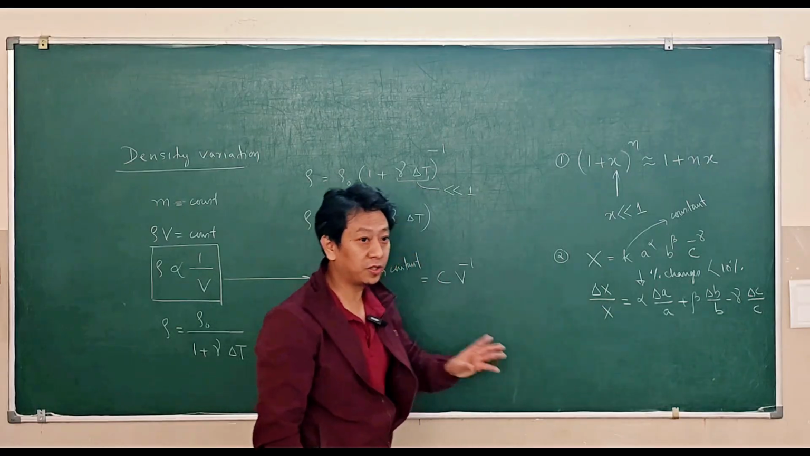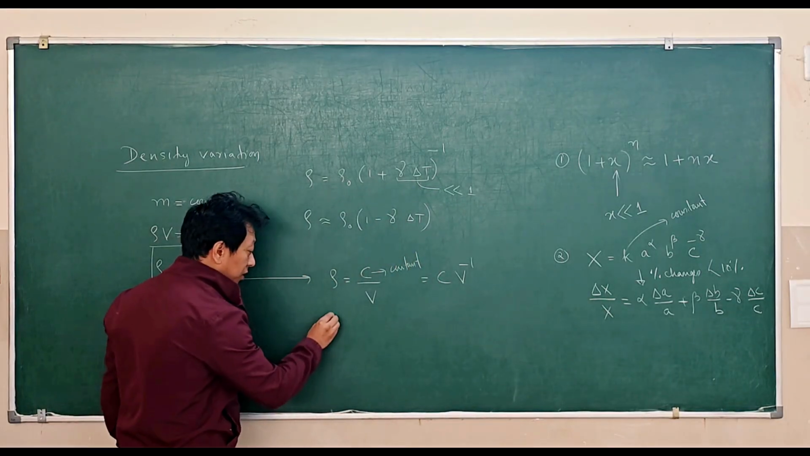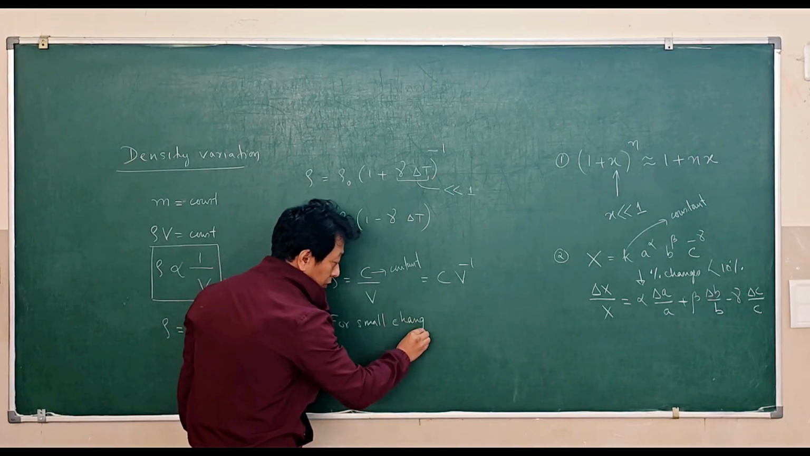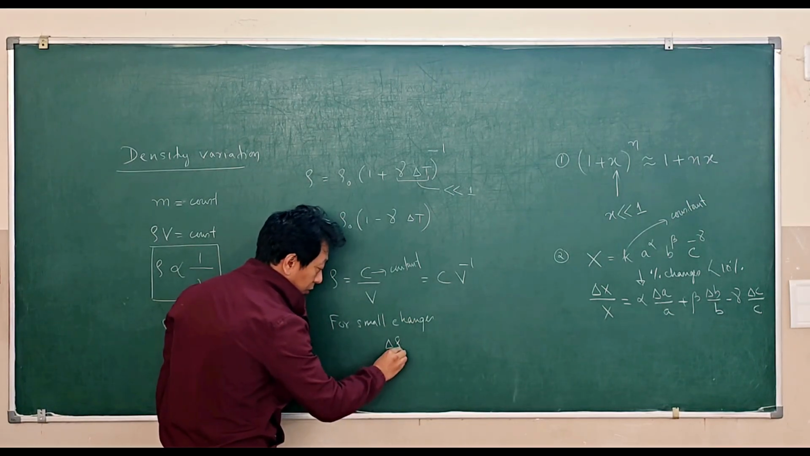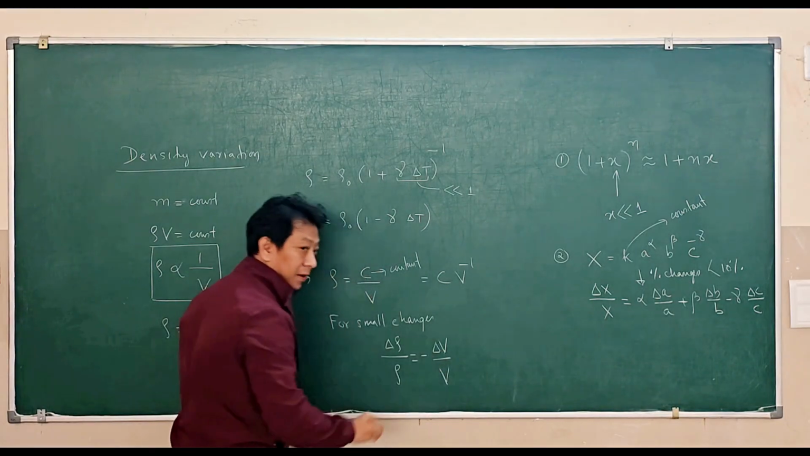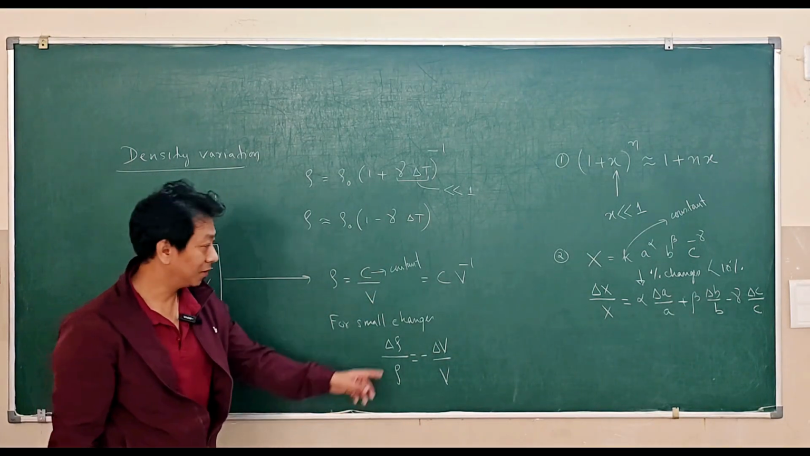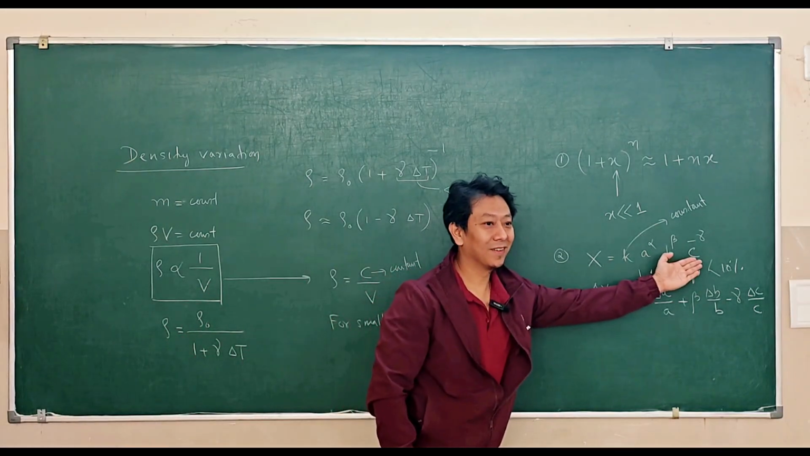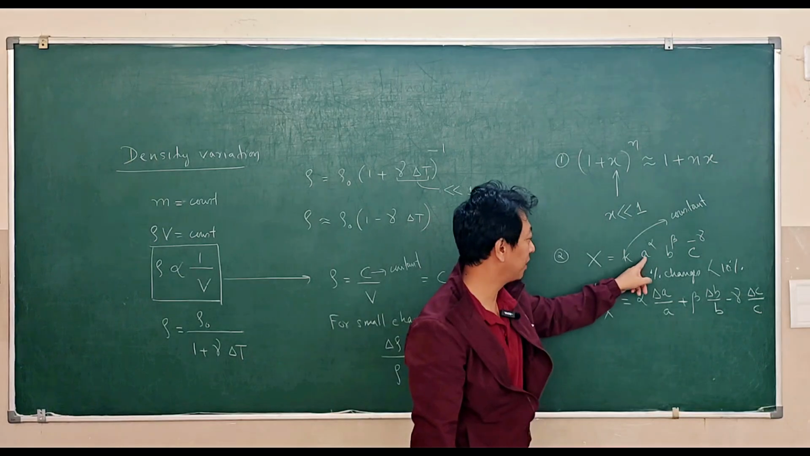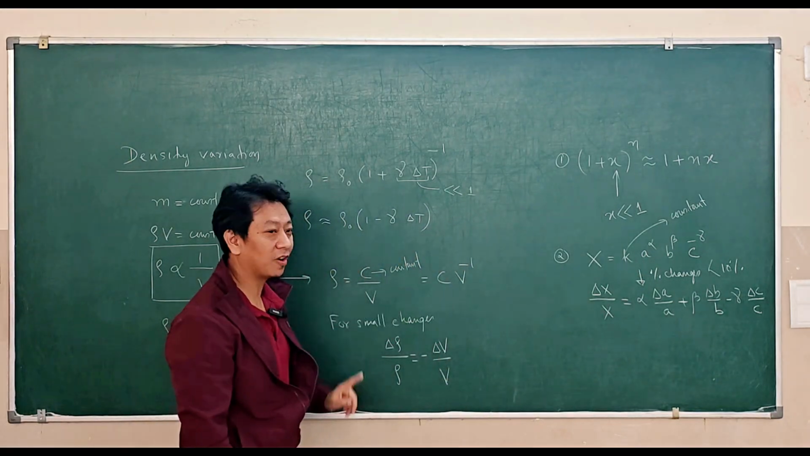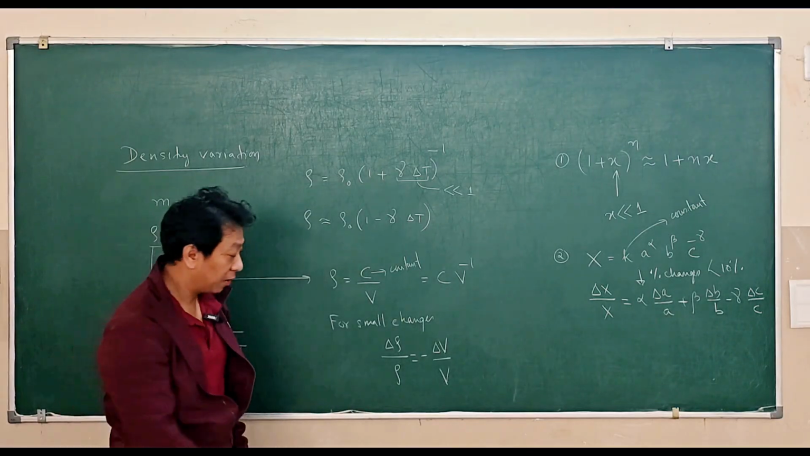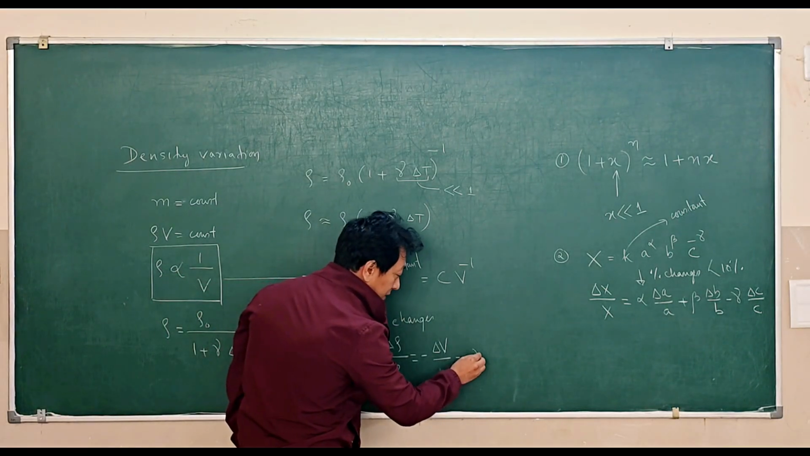Use this concept because changes are small. So for small changes, how can I write now? For small changes, delta rho by rho can be written as minus delta V by V. Remove these two, only one of them is there. This C is constant, like this K. In the ratio, the constant will cancel. And what was delta V by V? Gamma delta T.